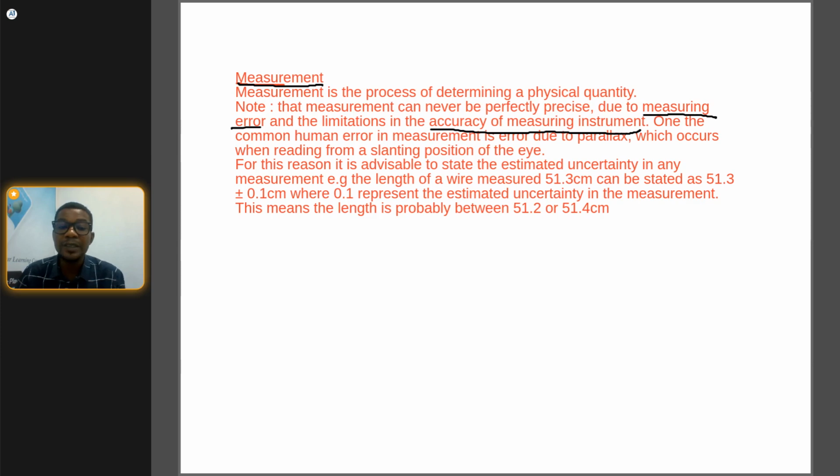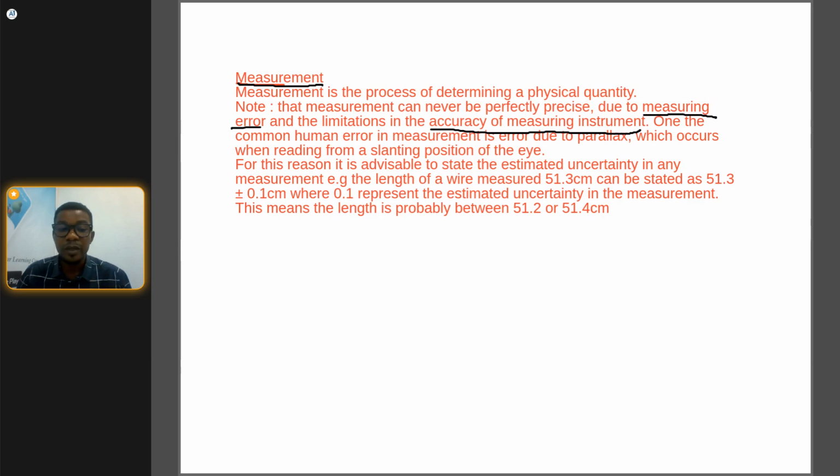Okay, so why is it that measurement cannot be perfectly precise? It is that there are some things we call limitations of accuracy of each instrument: a meter rule, a screw gauge, a vernier caliper. All of them have some limitations of accuracy, and that is why the measurements we take most times are not accurately perfect. So take note of that.